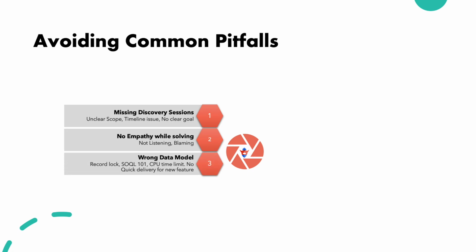And the wrong data model. In most projects where you see legacy code, you might be seeing record lock issues, SOQL 101 errors, CPQ limits, and no quick delivery for new features. Most of the time that comes because of the wrong data model. I recommend you spend more time on the data model, making sure your data model is scalable and will be able to handle large data volume.